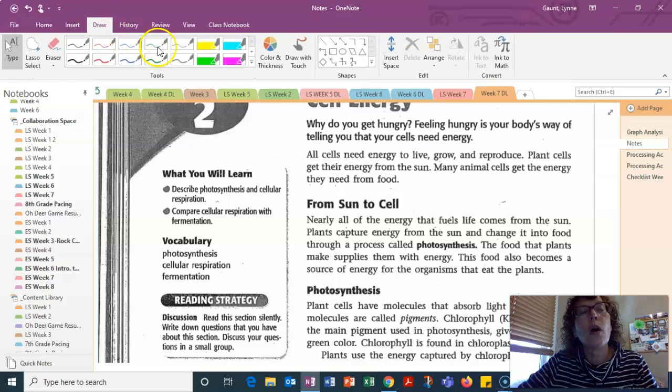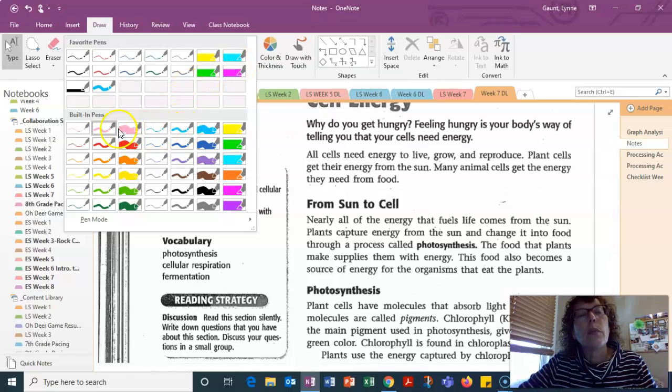I'm going to go to my Draw tab, and I'm going to choose a fat pen. So the pens are over here on the left, the highlighters are over here on the right, and I can choose the thickness that I want. I'm going to choose a thick orange pen.